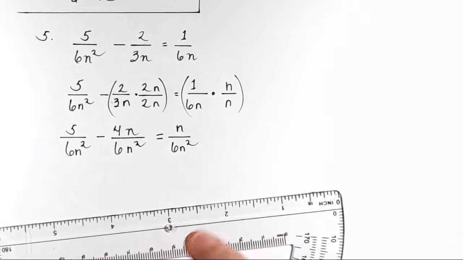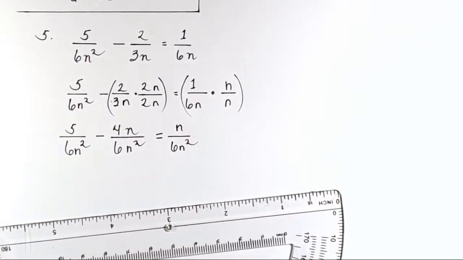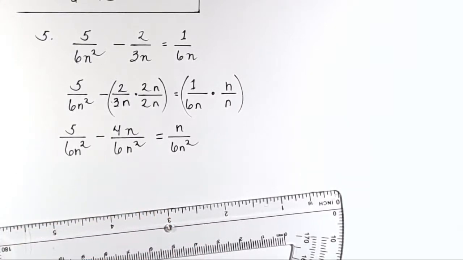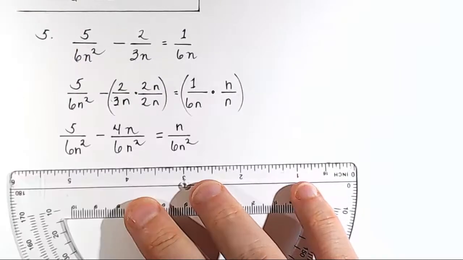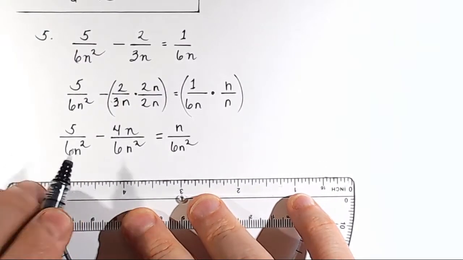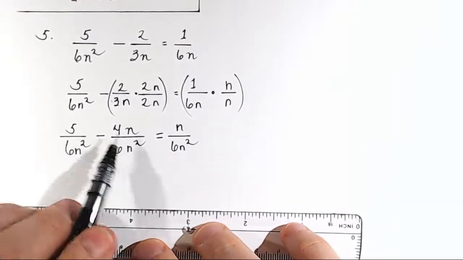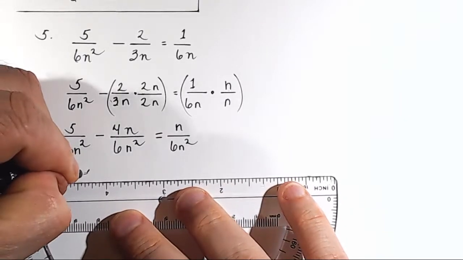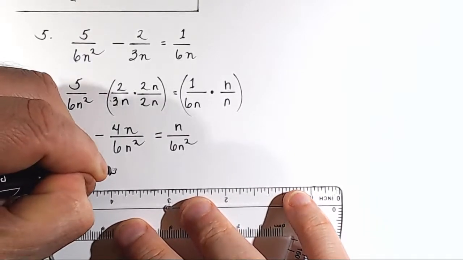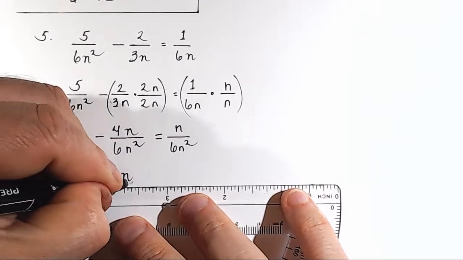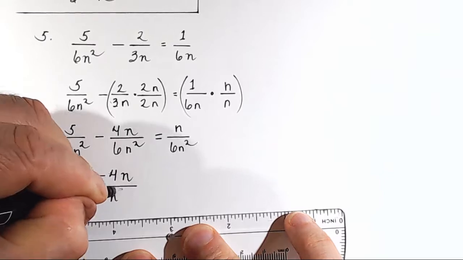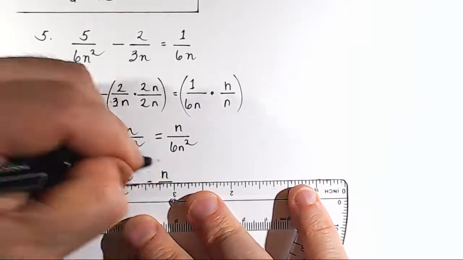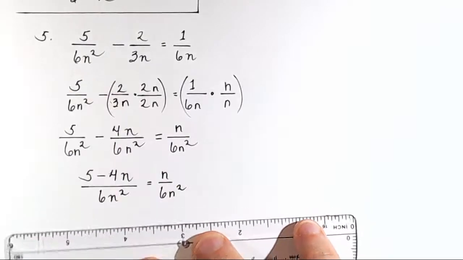Okay, so now we can gather all of the terms together under a single fraction bar, and then underneath that we have a single denominator. So how would I gather the terms? Well, let's simplify on the left first. We can rewrite this with just one denominator. Because they have common denominators, I can rewrite this as 5 minus 4n over 6n squared equals n over 6n squared.